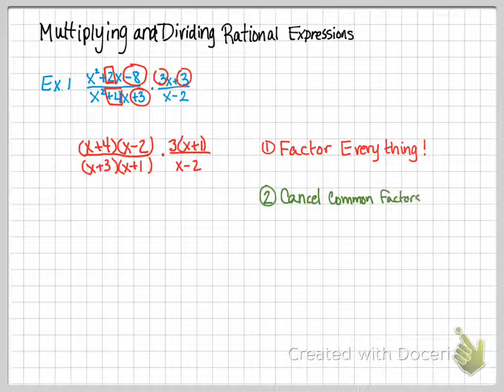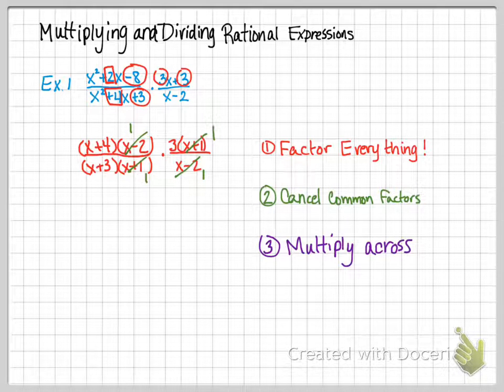Second step, cancel common factors. We need to see factors that appear in both the numerator and denominator and cancel them out. So x plus 1 is here in the denominator, and here in the numerator. We cancel them out, we replace them with 1s. We can also cancel out the x minus 2's. And so now we are left with an x plus 4 and a 3 in the numerator and an x plus 3 in the denominator.